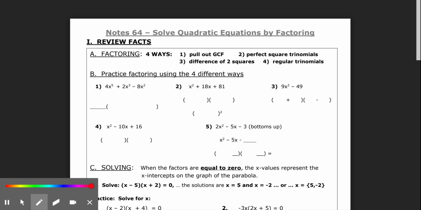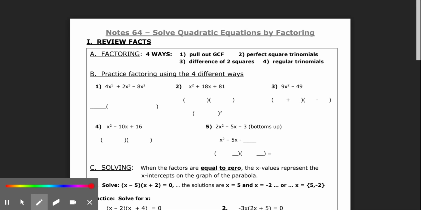So we're going to solve quadratic equations by factoring. Before, I had given you the factors in note 63. Now what we're going to have to do is factor. So we've taught you 4 different ways of factoring. 1 is pulling out a GCF. 2 is perfect square trinomials. 3, difference of 2 squares. And 4 is regular trinomials.